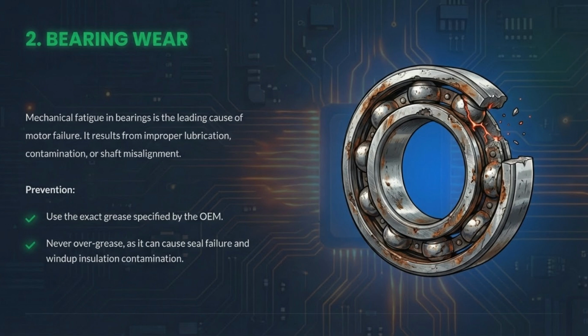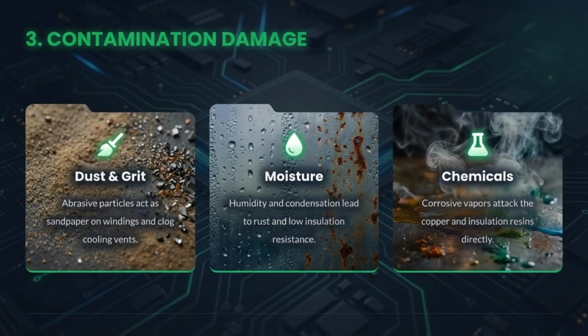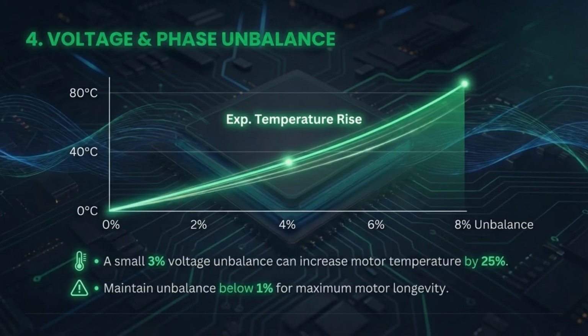Bearing wear is the leading cause of motor failure. Prevention involves using the exact grease specified by the OEM and avoiding overgreasing to prevent seal failure and contamination. Contamination damage includes dust and grit, which act as sandpaper, moisture leading to rust, and chemicals that corrode copper and insulation resins.